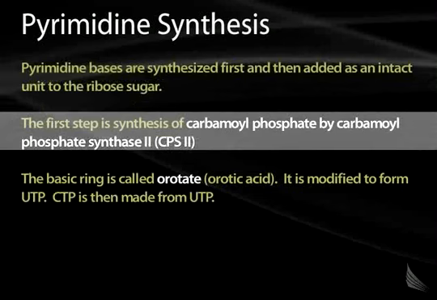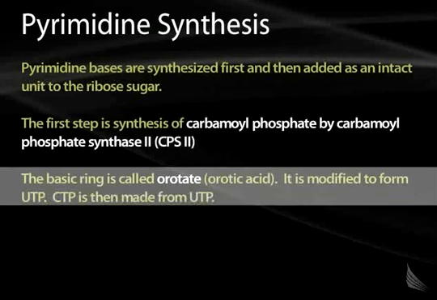The first step of pyrimidine synthesis is the synthesis of carbamoyl phosphate by carbamoyl phosphate synthase 2. Now, this is a different enzyme than the one that we saw in the urea cycle. The basic ring in this case is called orotate, or orotic acid, and then it's modified to form UTP. UTP then could be modified to form CTP.